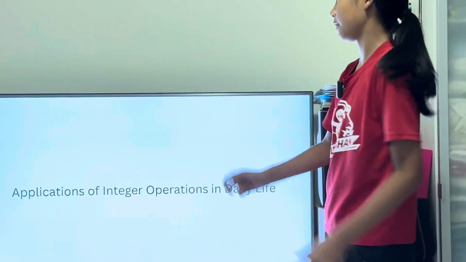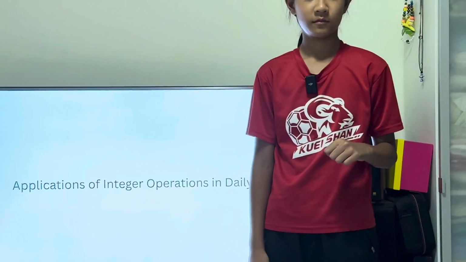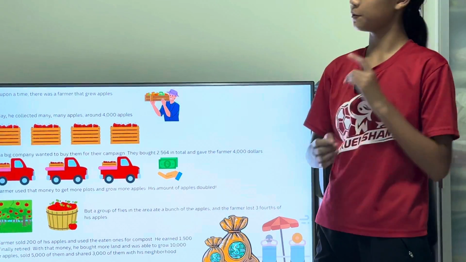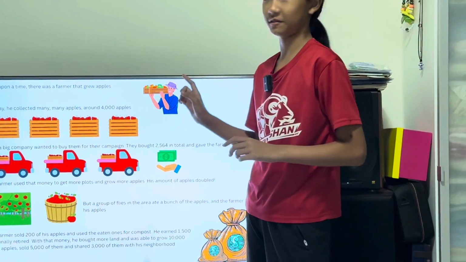So this is my presentation about applications of integer operations in daily life. So now this is my story. There was once a farmer that grew apples. One day he collected many apples, around 4,000 apples.